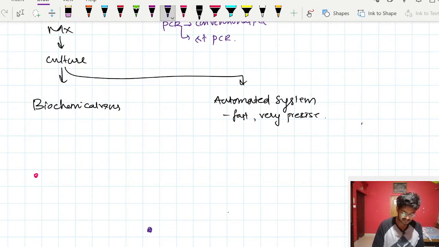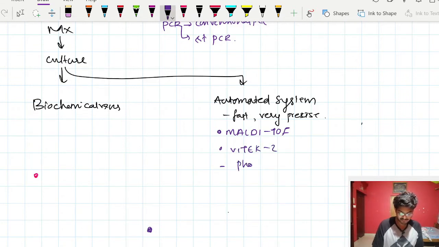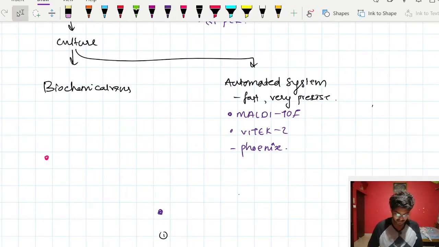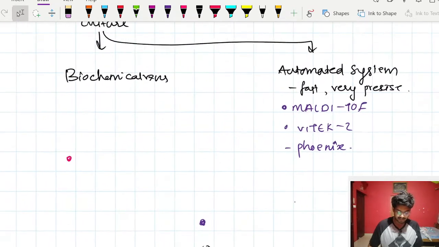So what are some examples of automated systems? There is MALDI-TOF, then there is Vitek 2, then there is Phoenix. I am taking all this from the Ananthanarayan textbook. The pictures, if you need them, are in the textbook. It is not needed in detail. What we need is our biochemical reactions, so let us study biochemical reactions in detail.